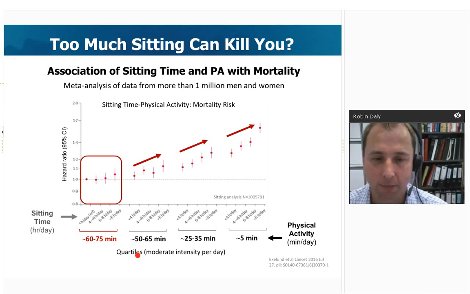So if you look down the bottom here, if you did 60 to 75 minutes of physical activity, it doesn't matter how long you sat, you weren't at increased risk of dying. So you had to do quite a lot of activity, but if you sat for 8 hours a day, you had a slightly increased risk of dying, but it wasn't really significantly different from the other groups. But if you look down here, 25 to 30 minutes of physical activity, and that's the current recommendations per day that the government recommends. You can see here, the longer you sat, the greater your risk of death.